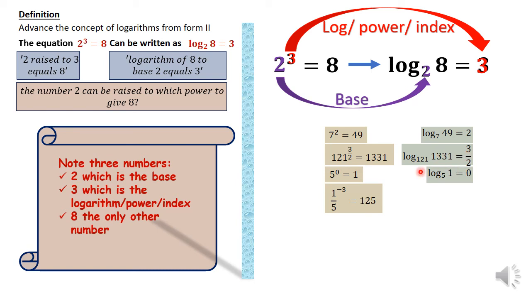Next, we have 5 raised to the power 0 is 1. And therefore, it means log of 1, the base is 5, is equal to the logarithm 0. And lastly, we have log of 125 to base a 5th is negative 3.